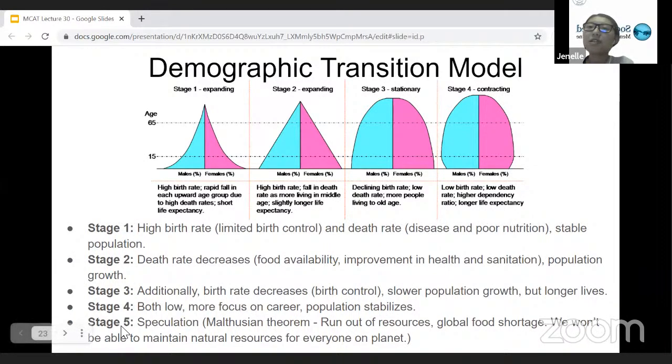And then stage 5 is still a speculation right now. But the speculation is based on the Malthusian theorem, which is that eventually populations will tend to run out of resources, and there will be global food shortage, and we won't be able to exactly maintain natural resources for everyone on the planet. And so that would cause a certain threshold for the population to exist, but past that, probably there would be limits to even reaching a level past that threshold.